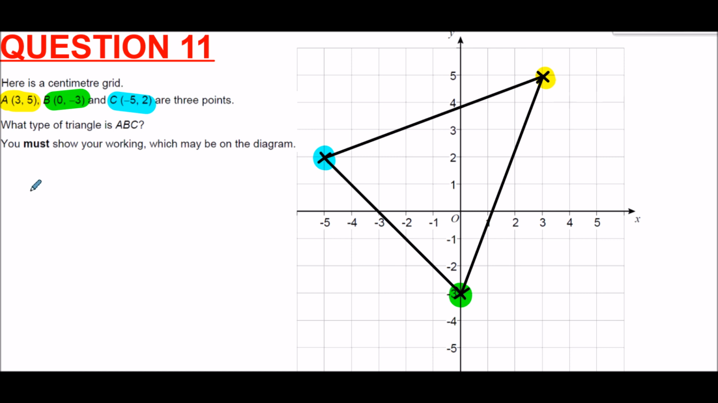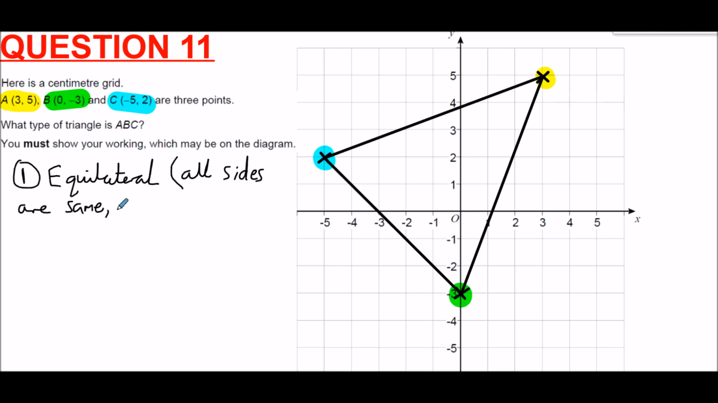Well, the main thing to remember is there's only 3 main types of triangle. The first type of triangle is equilateral. If a triangle's equilateral, it means all sides are the same and all angles are the same. All angles, in fact, will be 60 degrees. Remember, 180 degrees in a triangle divided evenly between 3 equal angles. 180 divided by 3 would be 60 degrees.